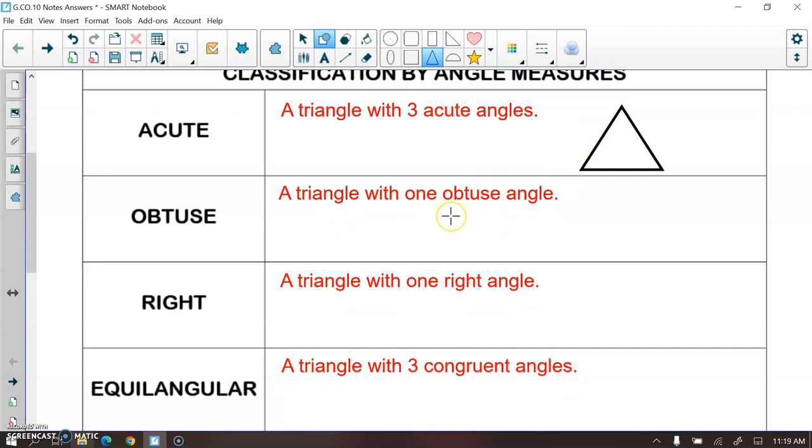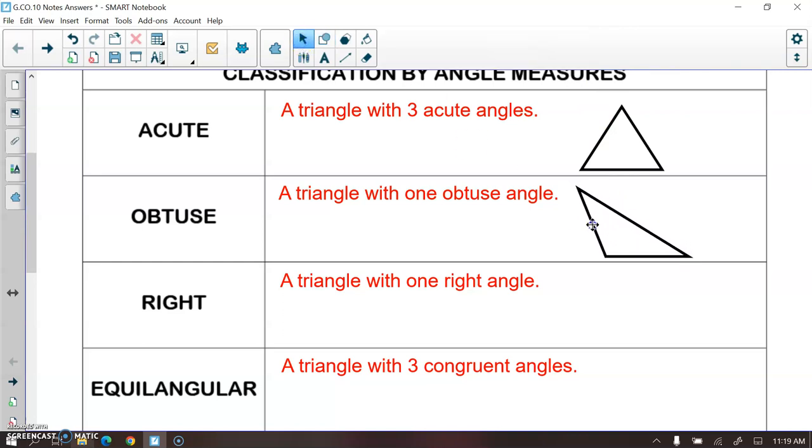An obtuse triangle is one that has one obtuse angle. An obtuse angle is an angle in between 90 and 180 degrees, not including those. The reason why it can only have one obtuse angle is because the angles of a triangle need to add up to 180 degrees. So if we had more than one obtuse angle, then the triangle would sum over 180 degrees, which wouldn't make it a triangle at all. So this is an example of an obtuse triangle.